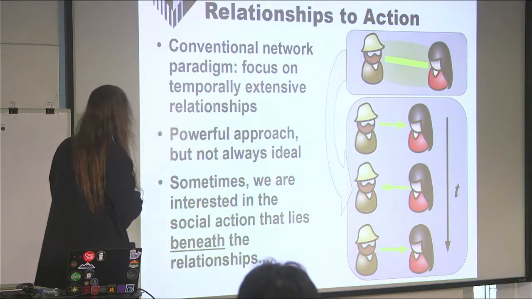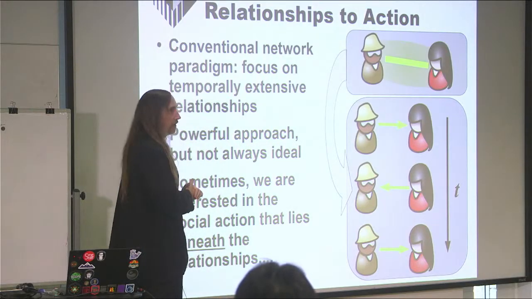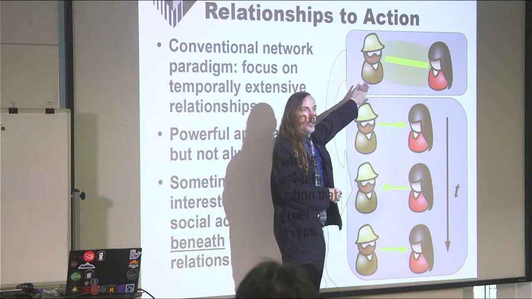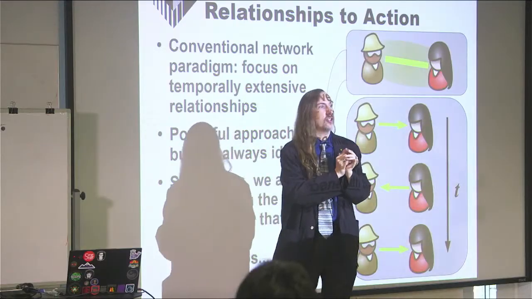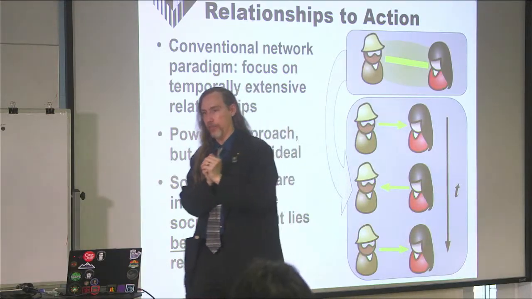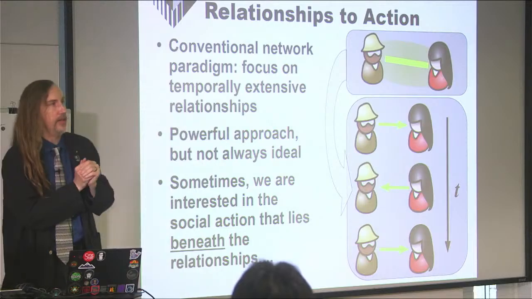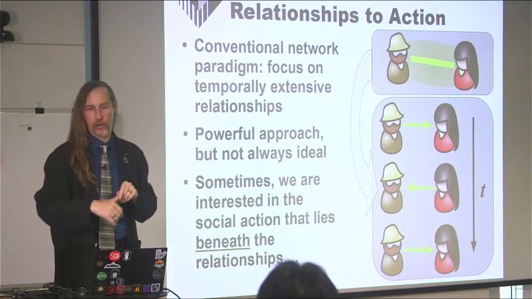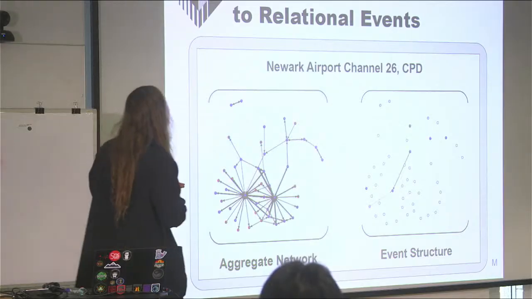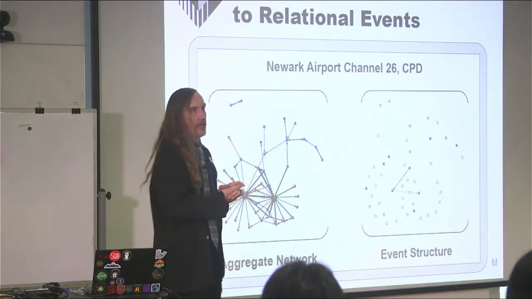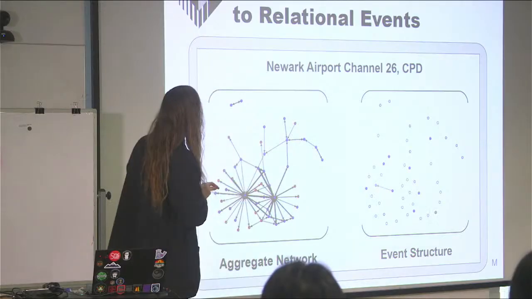Because sometimes what we're interested in is the social action that lies beneath the relationship. So we're not just interested in the fact that there's a relationship between two individuals, but in the back and forth interactions that occur inside that relationship. And in that context, we may need a different paradigm. And to illustrate the one that actually started this, to give you a bit of the story of how the science actually happens, it's always messier than it sounds.